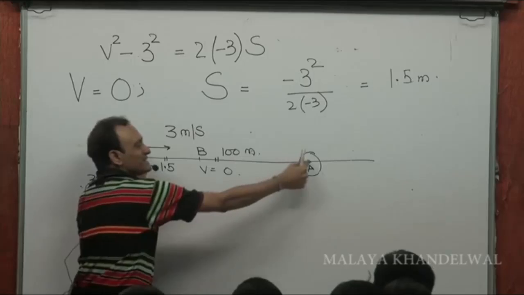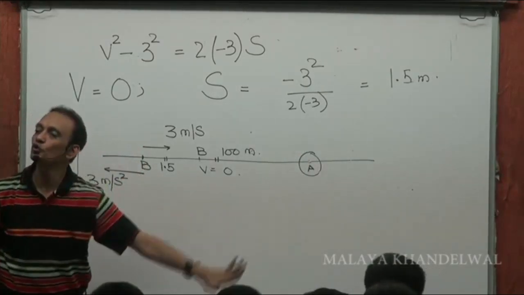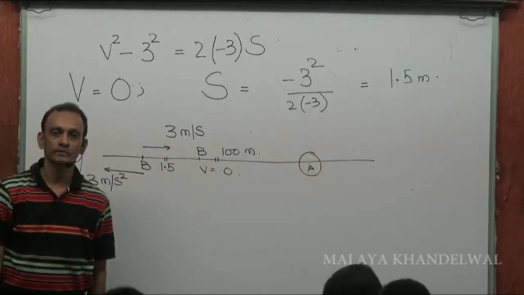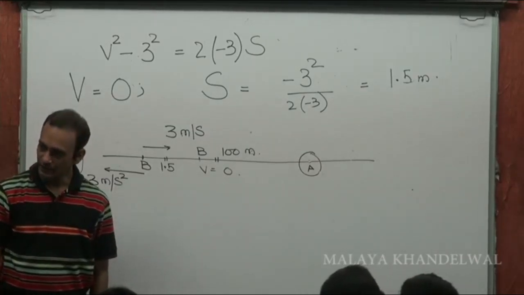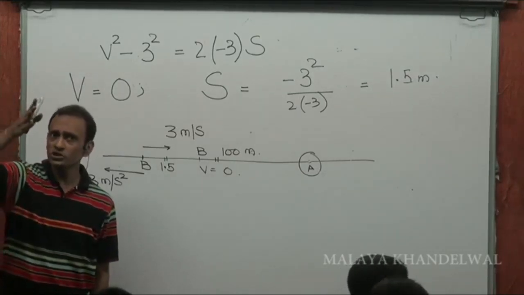So S is less than 100 meters, so there is no collision. Do you all understand this? Right? Raj? All's good?